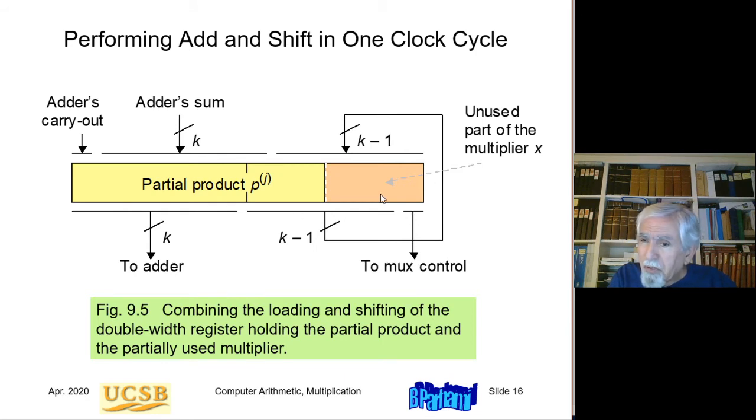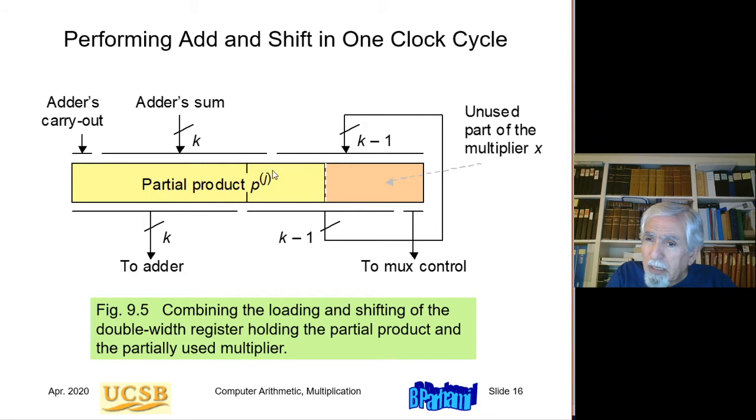And then once the shift to the right occurs, because I put the values here in shifted form, there isn't a separate shift process. I put the data in there already in shifted form. Then this bit disappears and its place will be taken by the next bit.